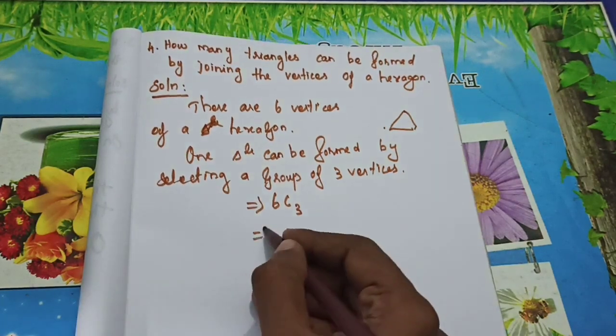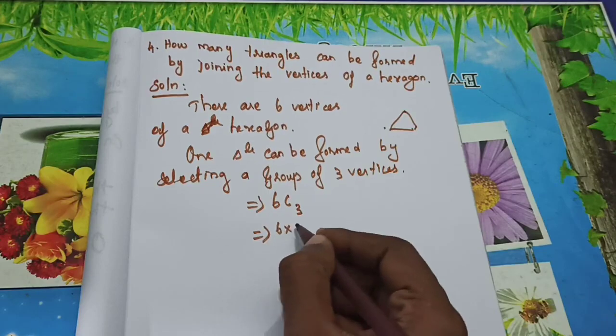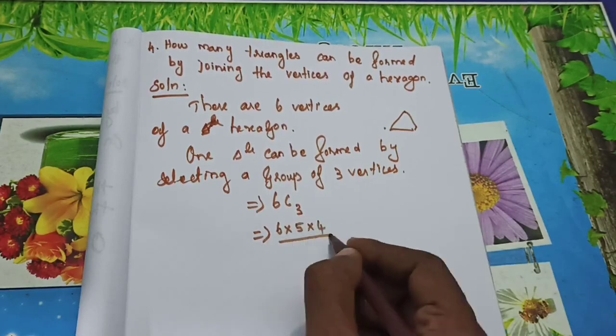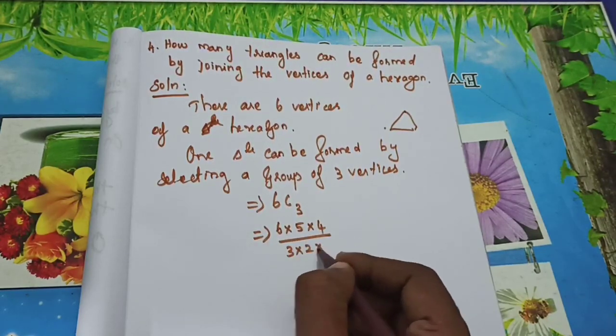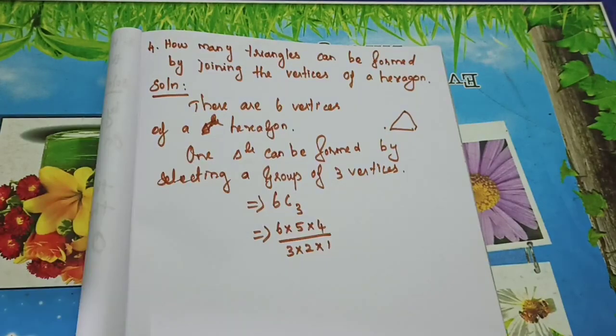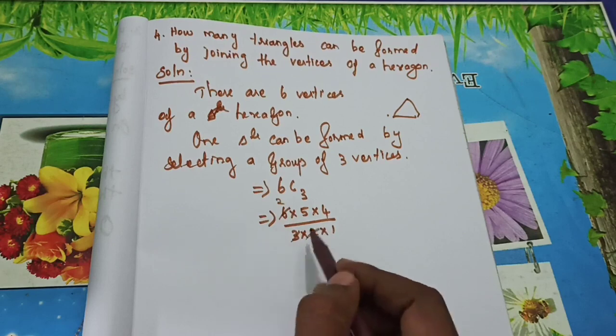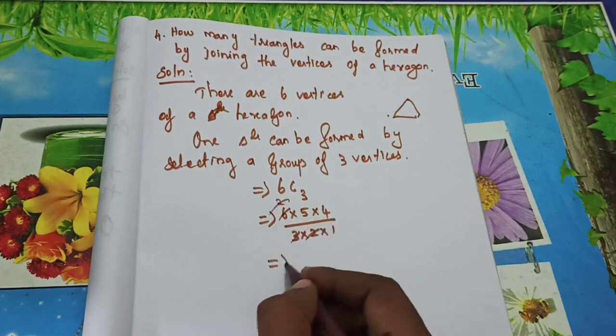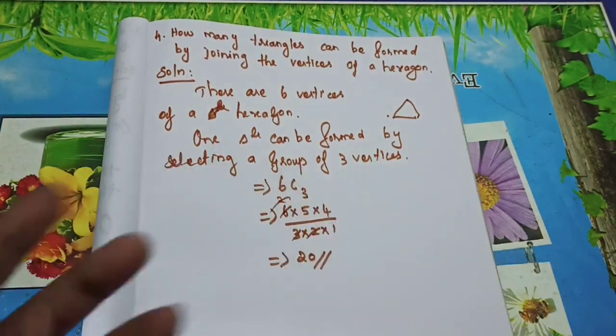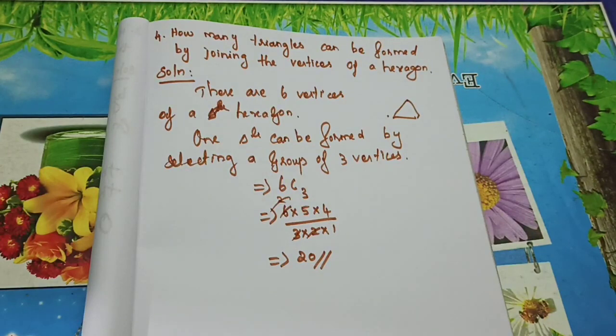Okay, shall we simplify? So 6C3, how will you write? 6 into 5 into 4 divided by 3 into 2 into 1. So this will get cancelled. Again this will get cancelled. So how much? 20. That's the answer. Have you got it? Okay, very easy. Is it right? So let's move to next problem.